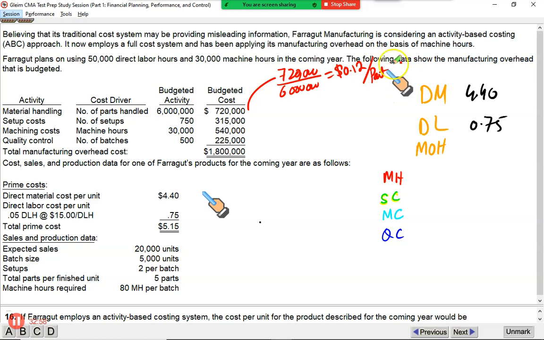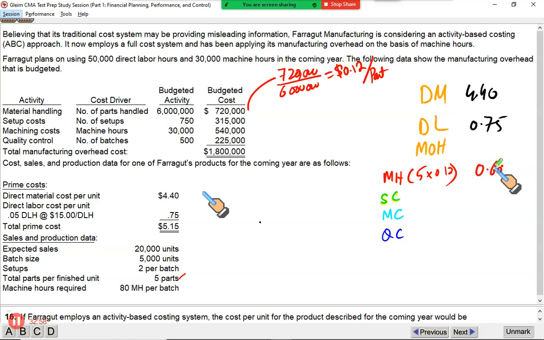Now this makes perfect sense. An item that has more parts should be charged with more material handling cost. Look at this. It says the total parts per finished unit is 5. Each item we are discussing right now has 5 parts. If it has 5 parts, the handling cost will be 5 multiplied by 0.12. The item that has more parts, 100 parts, will be multiplied 100 by 0.12. The item that has more parts should be charged with more material handling cost. So this item we are discussing has just 5 parts and each part costs 0.12, so it will give us 0.6. Makes perfect sense.